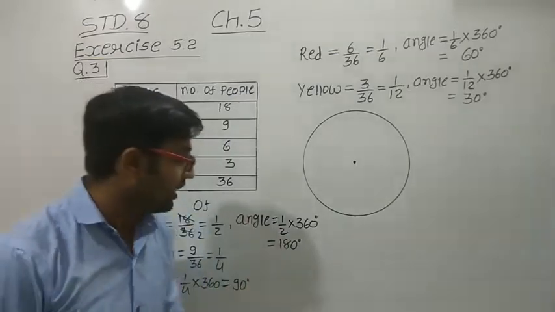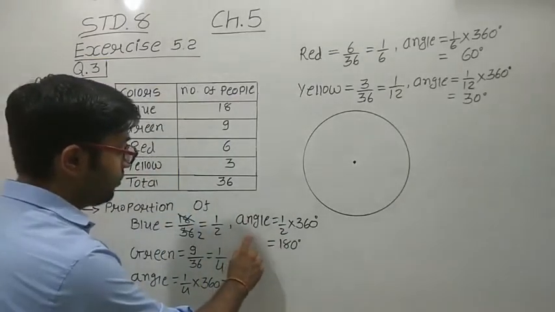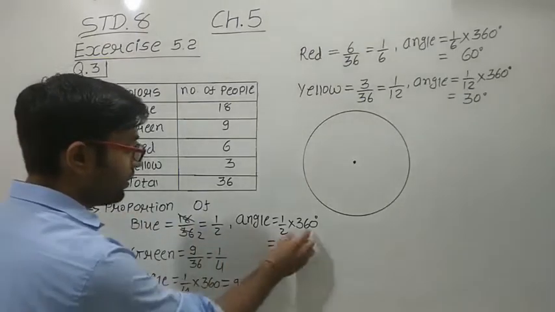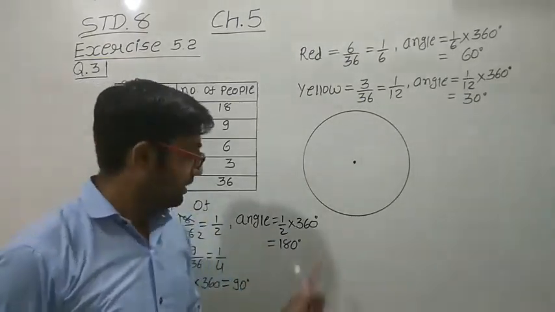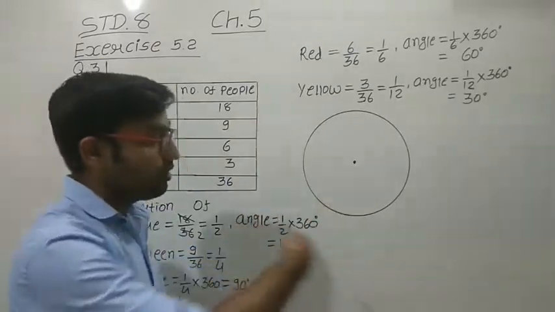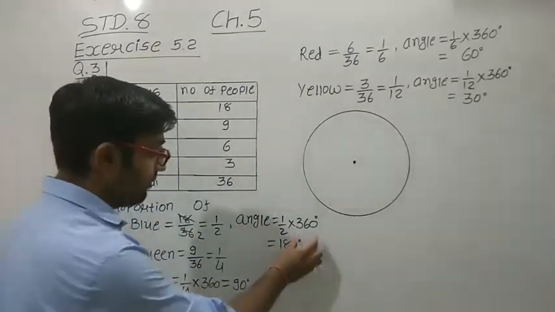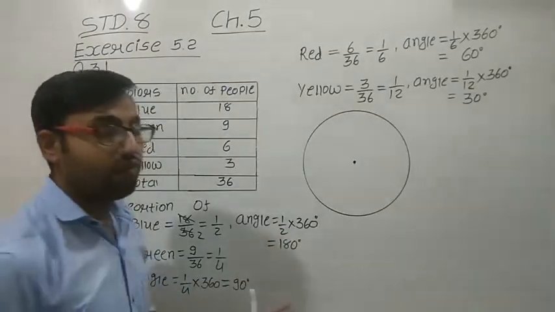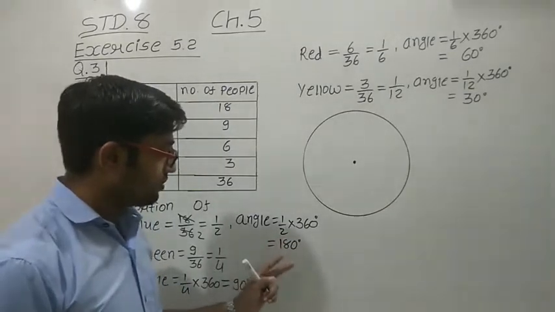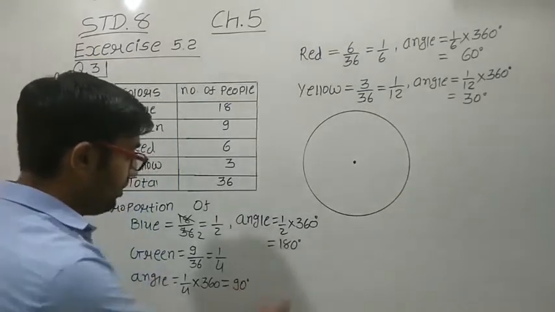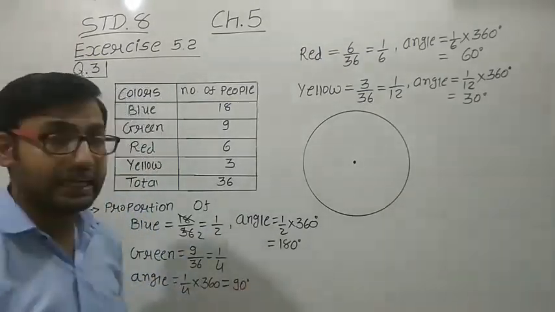To calculate that, we can use this formula: the angle is equal to whatever proportion we get here, multiplied by the degree, that is 360 degrees, the total degree of the circle. And what we get here is 180 degrees. When we divide 360 by 2, we get 180 degrees. So this is the way we can get the angle of the sector. So the sector of the blue color is 180 degrees.